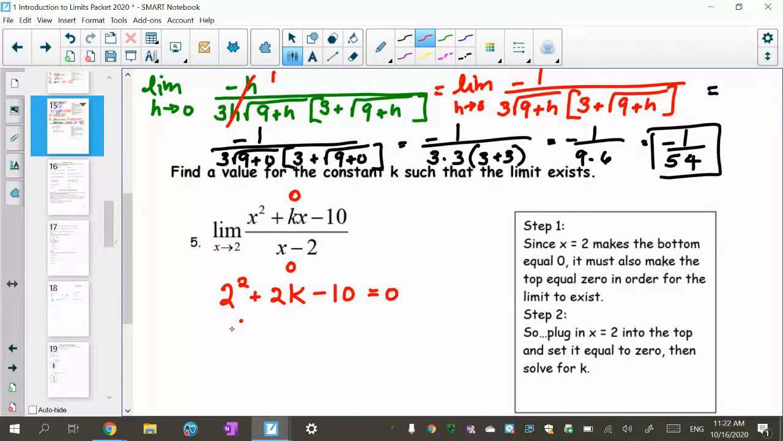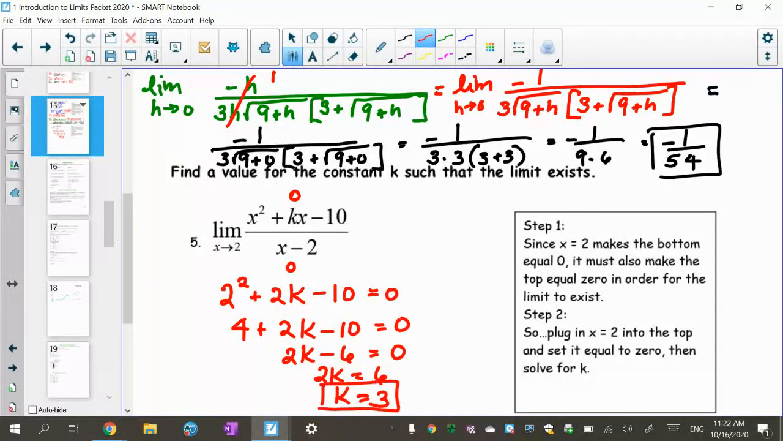So now I do have 4 plus 2k minus 10 equals 0. 2k minus 6 equals 0. 2k equals 6. Divide by 2, k is 3. So now I know if k was 3, that would get the indeterminate form 0 over 0, and then the limit would exist in that spot.